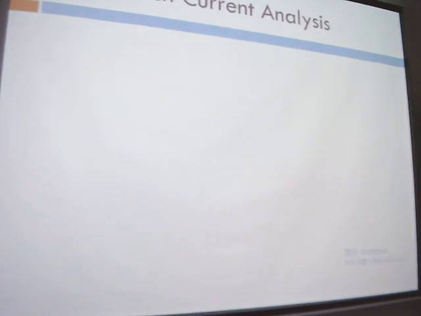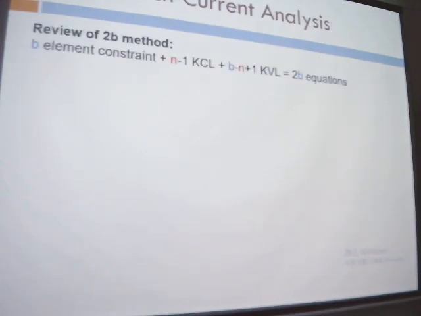Now we're going to see the first one, the branch current analysis. What does this mean? The name of the analysis means the branch current is selected as the variable of our equations. So in this method, our branch current is our unknown variable. We have learned the 2b method, right? In the 2b method, we have two element constraints, n minus 1 KCL equations and b minus n plus 1 KVL equations, so altogether we have 2b equations.